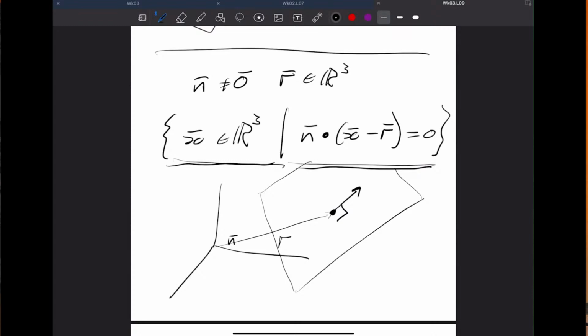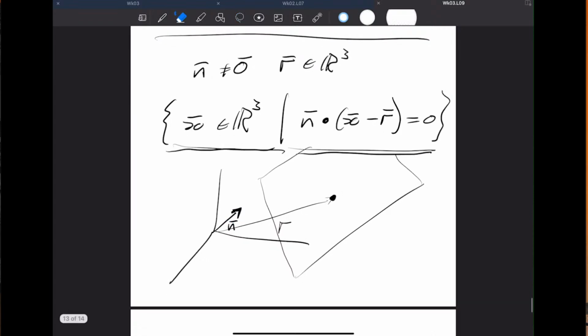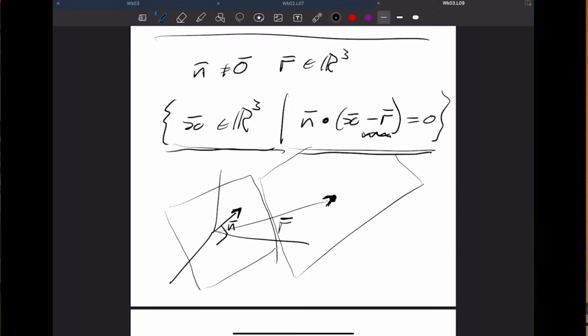But also just be careful. Remember, algebraic vectors always have their basis at the origin. So this is what this minus r does. It translates a plane to force it to have the point r on the plane. If we didn't have this part, we would have a plane going through the origin that is at 90 degrees to n.